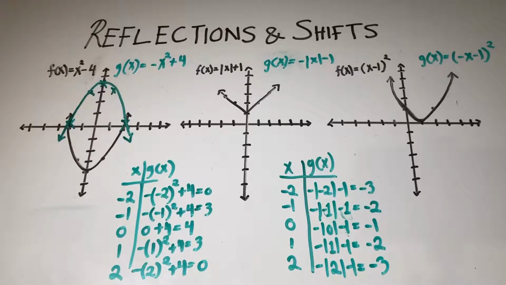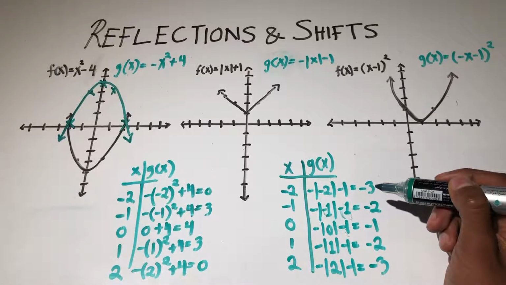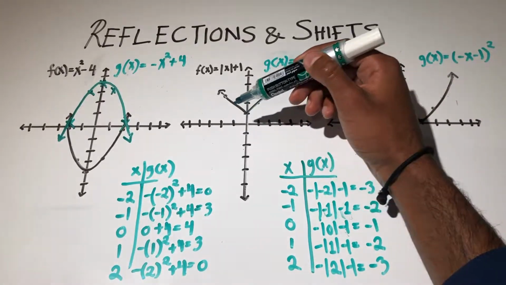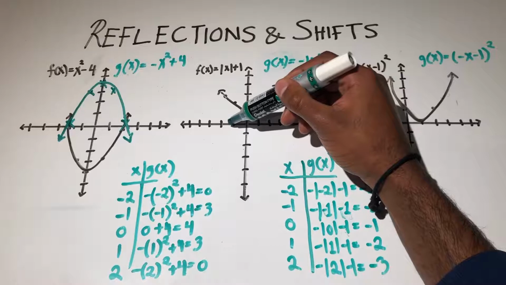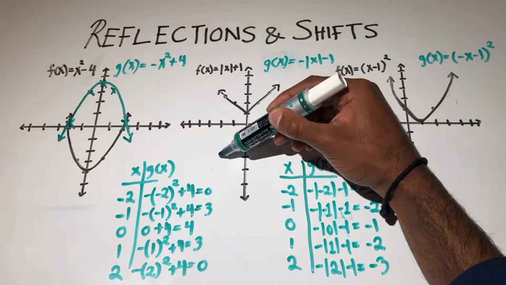Now since we have all our points, we can go ahead and plot them. So our first point is -2, -3, so that's 2 units to the left and 3 units down. So 1, 2, and 3, so that's somewhere here.